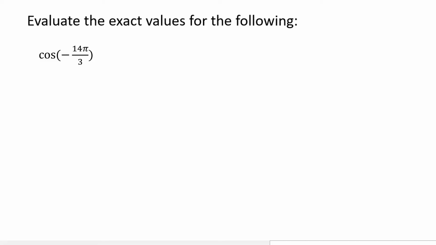We are going to answer this question before us, which is asking us to evaluate the exact values for the following, and we'll be giving cos of negative 14 pi on 3. As always, there are different ways of answering these questions. I'm just going to show you the way I like best.